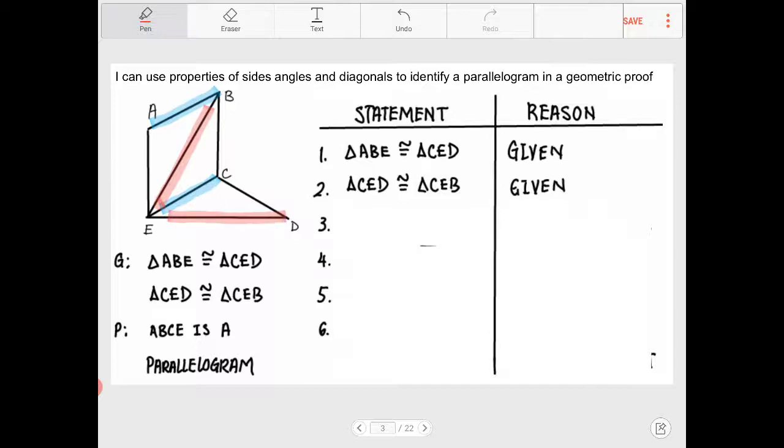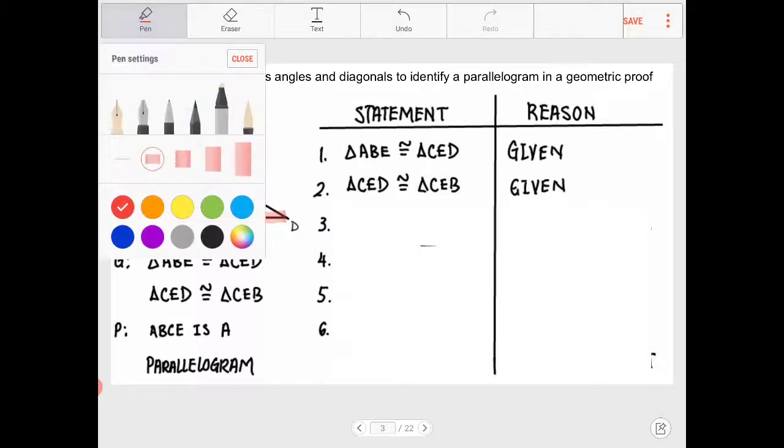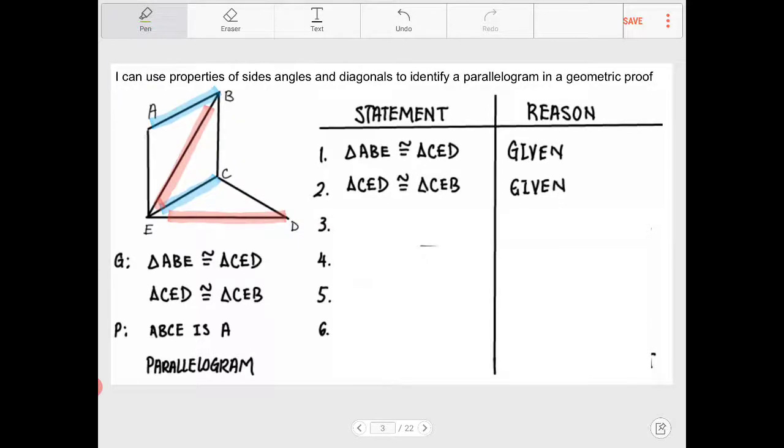And lastly, side length AE will be the same length as side length CD. And with that, I'm going to use the color green. So this will be the same as that. Okay, so those are all the corresponding sides that are going to be congruent.